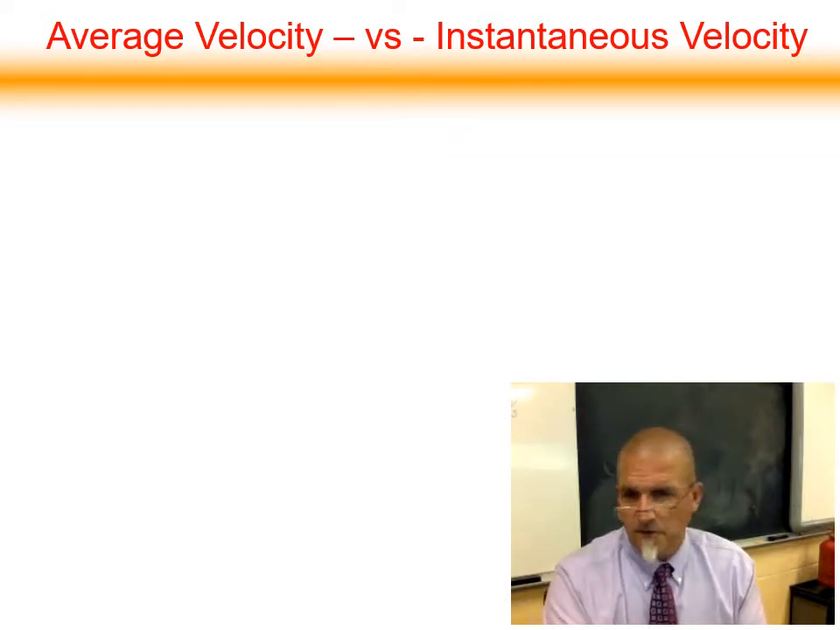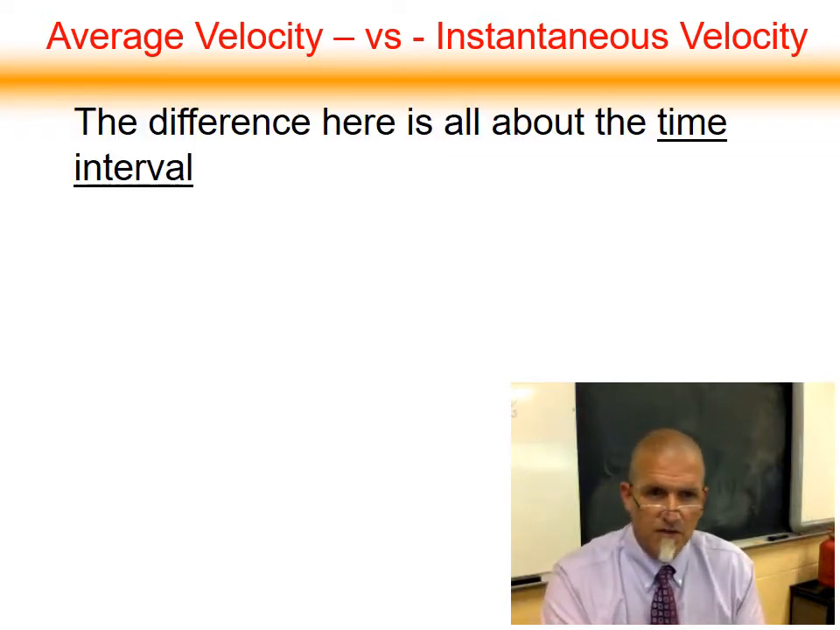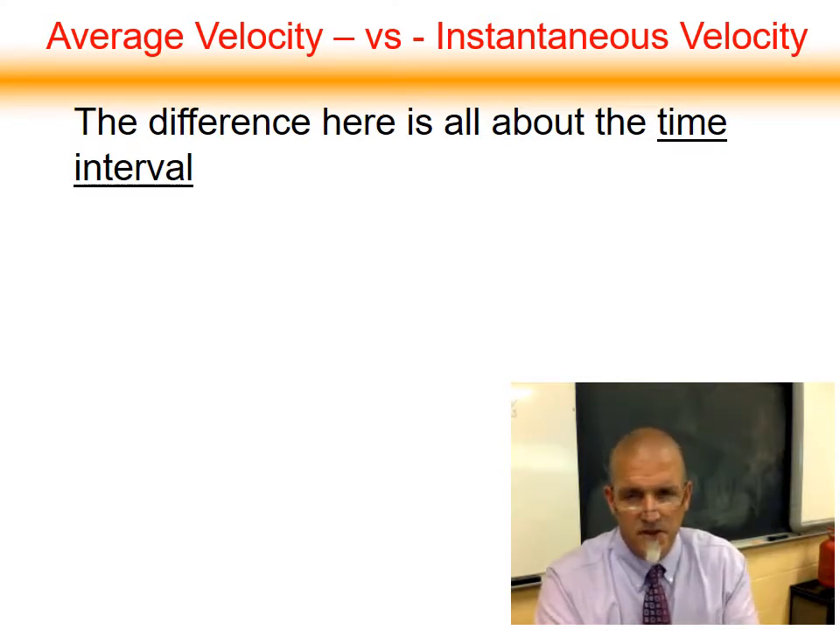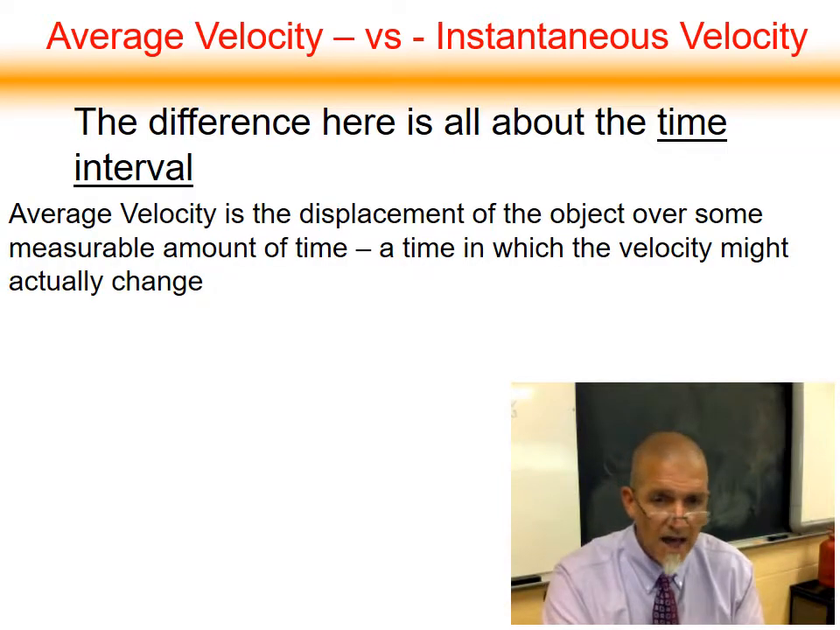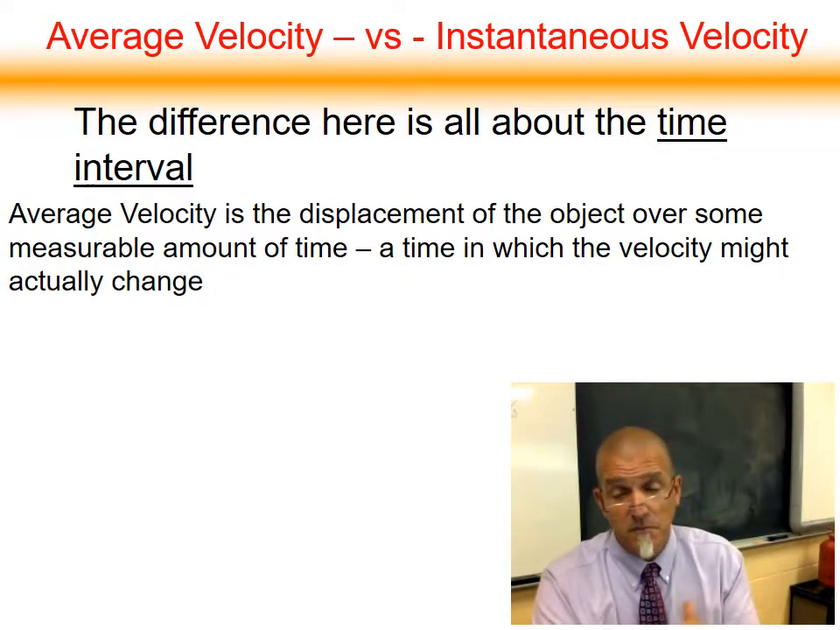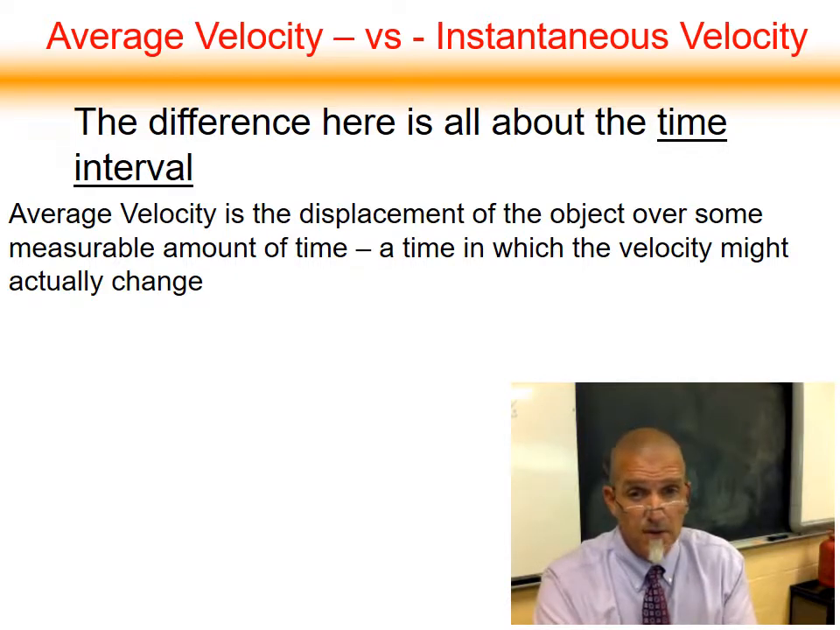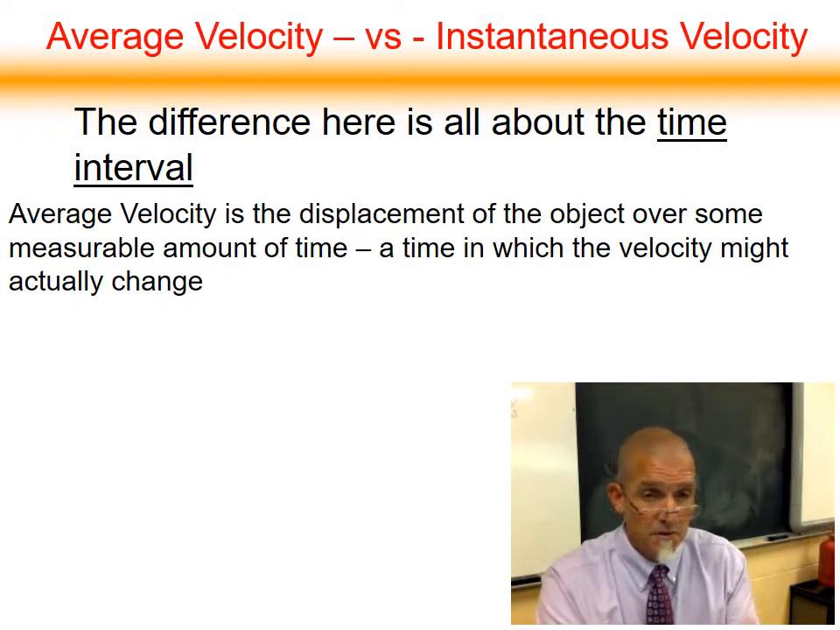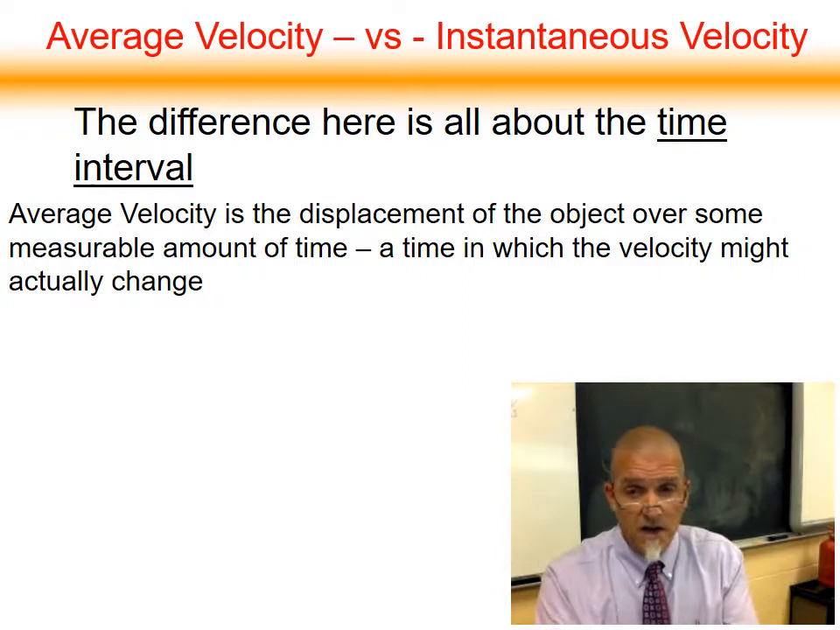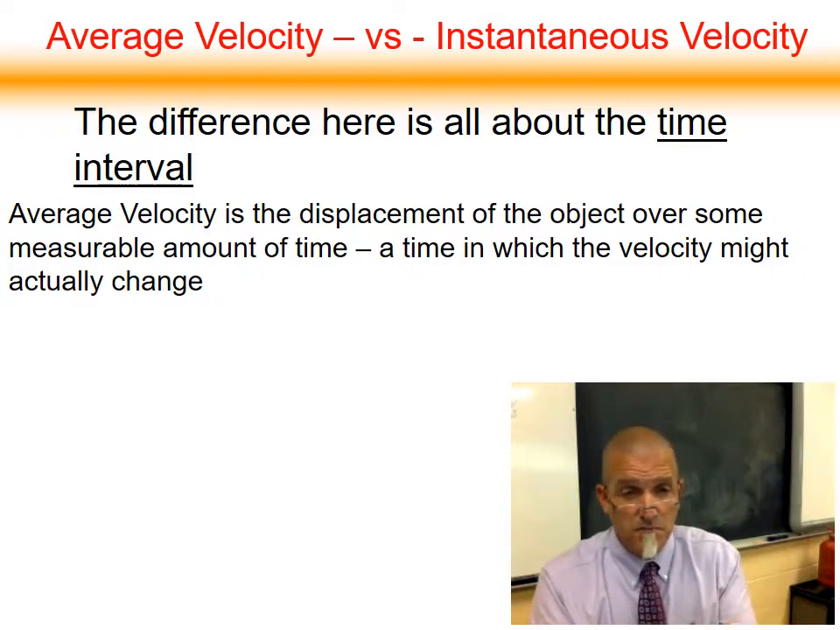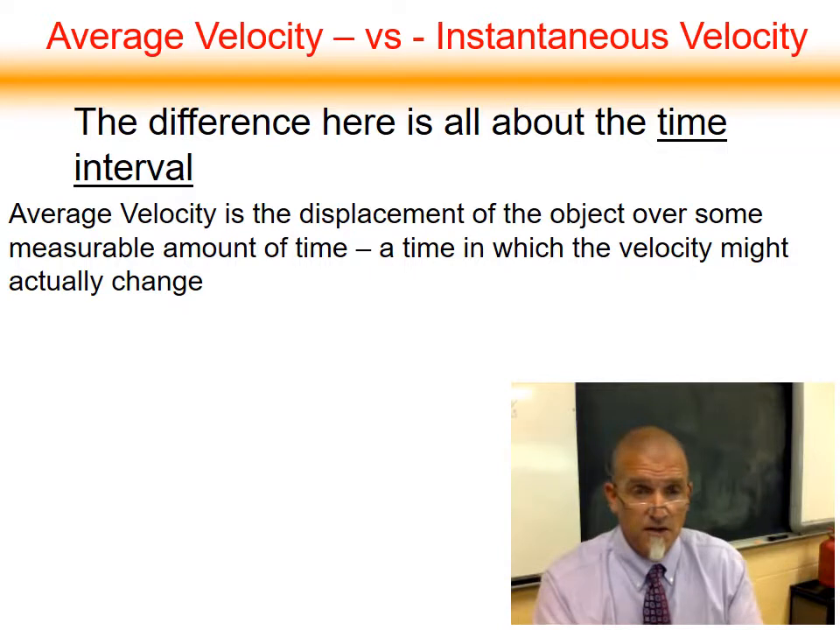So what is average velocity compared to instantaneous velocity? Well, the difference is all about the time interval. How long does this take? Average velocity is a displacement of some object over some measurable amount of time, a time where the velocity actually might change, where it might vary. Time has to be somewhat significant that the velocity could actually change.